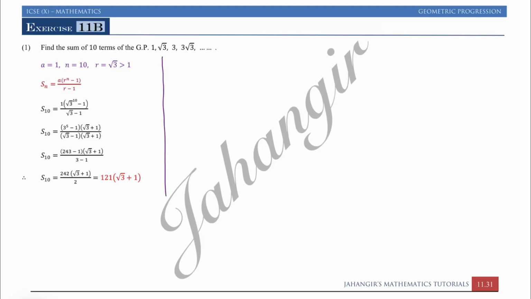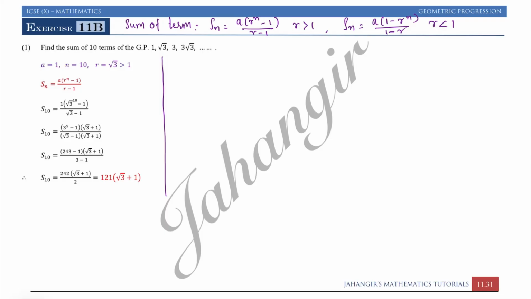Now we will start with exercise B, which is based on sum of terms. Sum means addition of terms. For that we have two formulas. First formula is a into r raised to n minus 1 upon r minus 1 when r is greater than 1. And second is a into 1 minus r raised to n upon 1 minus r where r is less than 1. We have two formulas.